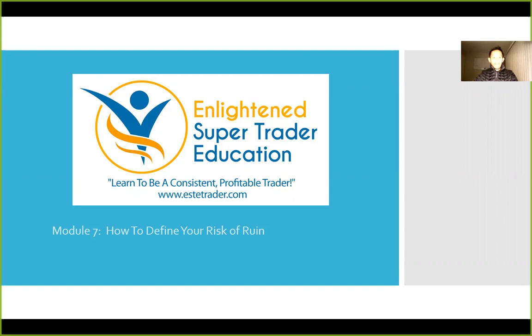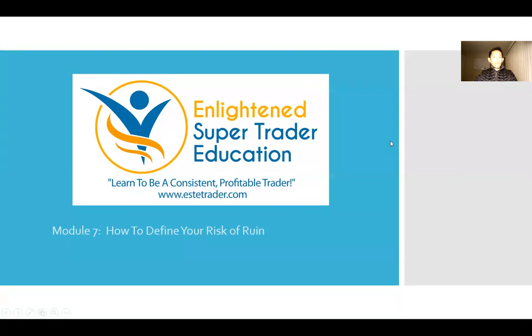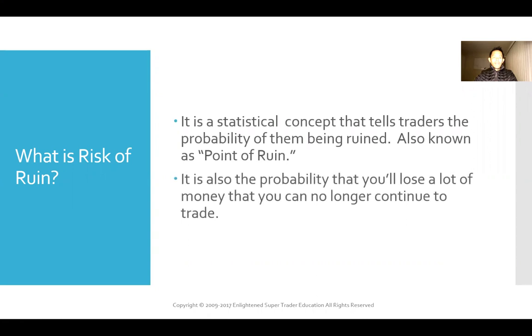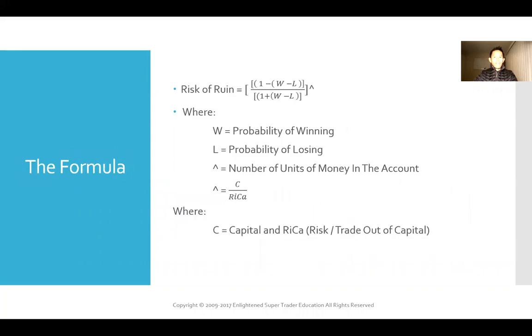Today we're going to discuss how to define your risk of ruin. So you're going to learn how to define your risk of ruin. And you might be wondering, what is risk of ruin? Well, risk of ruin is a statistical concept that tells traders the probability of them being ruined, also known as the point of ruin. It is also the probability that you lose so much money that you can no longer continue to trade. So there's a formula for it.